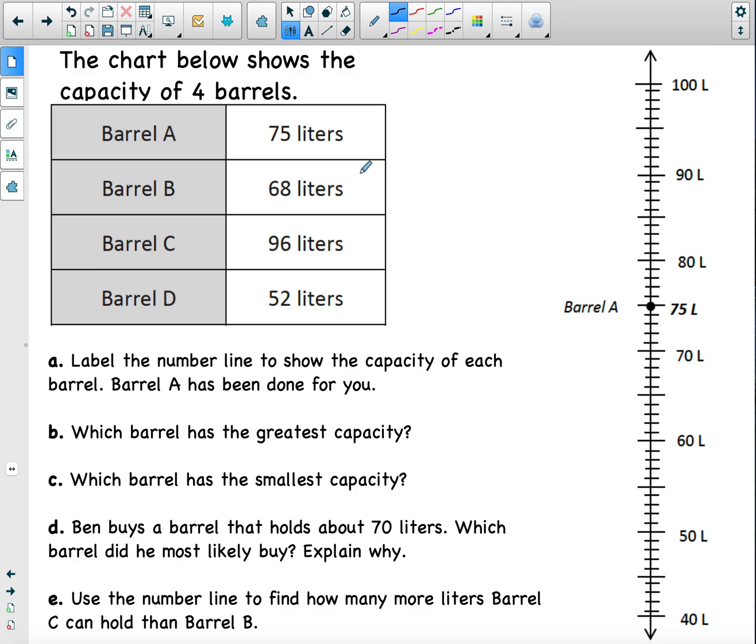So I'm going to use this to help me figure out where barrel B would go on this number line. Well, 68 liters. So I know it's going to go before 70, but after 60. So I'm actually going to start with 70 because I can count back because 68 is very close to 70. Well, 70, if I go back one, 69, and then another one, 68, so 68 would go right here. This is where barrel B would go.